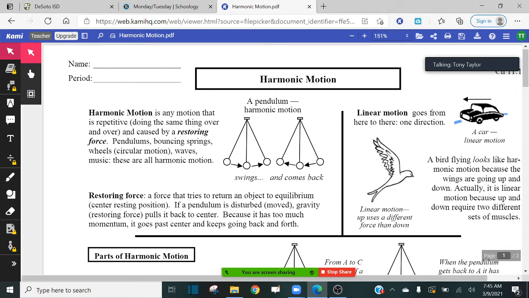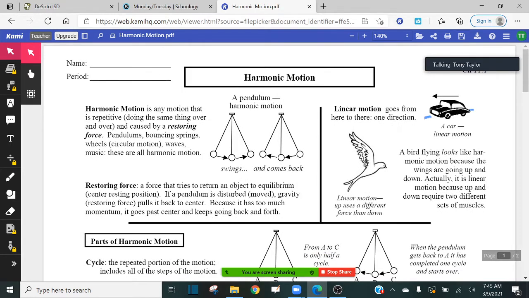I want to go over a few of the definitions. I just talked about what harmonic motion is. It's any motion that is repetitive, something that's doing the same thing over and over again. And so here are some examples of harmonic motion: pendulums, bouncing springs, wheels, waves. So these are all examples of harmonic motion, processes that repeat themselves.